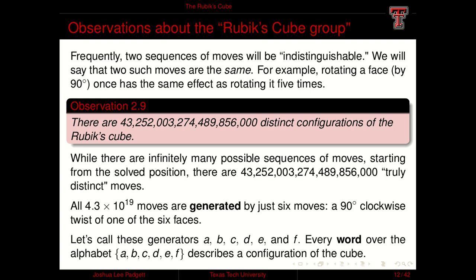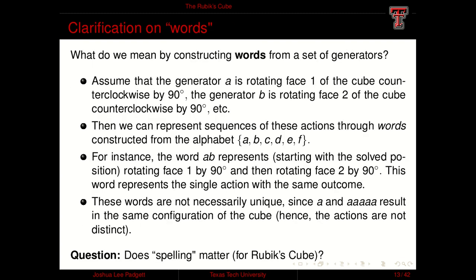Now, a nice thing to understand is every single one of these 4.3 times 10 to the 19th configurations can be thought of as a word where the only letters in your alphabet are A, B, C, D, E, and F. This is a very nice way of thinking about it, and we can think of each of our actions. Let's say A is rotate face 1 90 degrees clockwise, B is rotate face 2 90 degrees clockwise, and so on. And what you can see is by doing combinations of this, we're spelling inside of the Rubik's Cube group and obtaining different configurations. And this is exactly what I have written here.